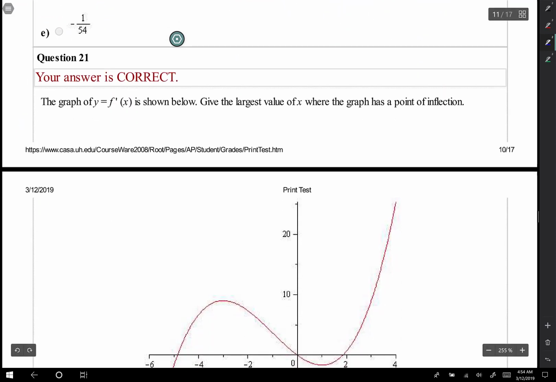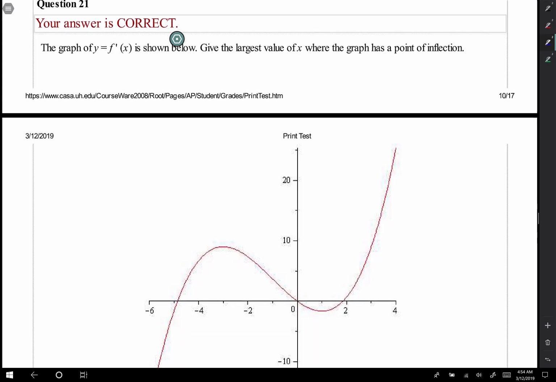The graph of y equals f prime is shown below. Give the largest value of x where the graph has a point of inflection. All right, I have a point of inflection where the second derivative changes signs. That means where f prime goes from increasing to decreasing or vice versa. So let's see, it says give the largest value of x.